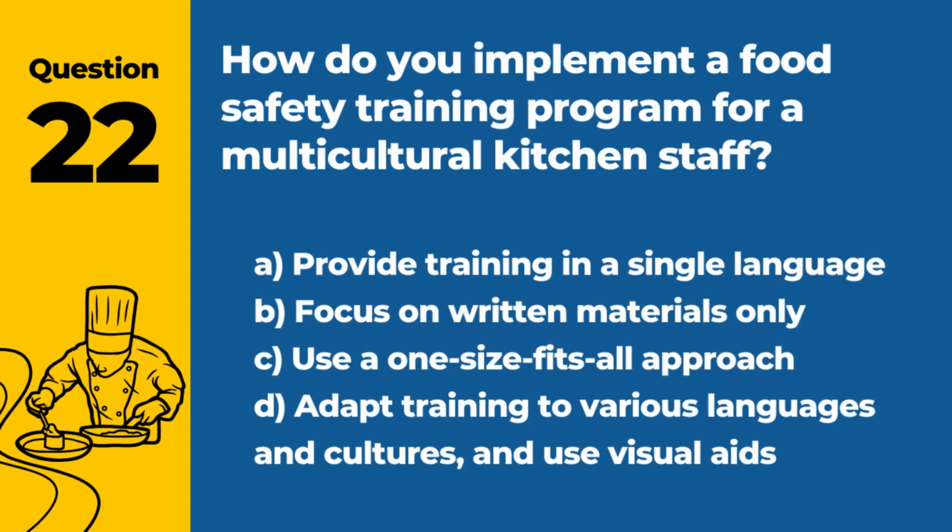Question 22. How do you implement a food safety training program for a multicultural kitchen staff? A. Provide training in a single language. B. Focus on written materials only. C. Use a one-size-fits-all approach. D. Adapt training to various languages and cultures and use visual aids.